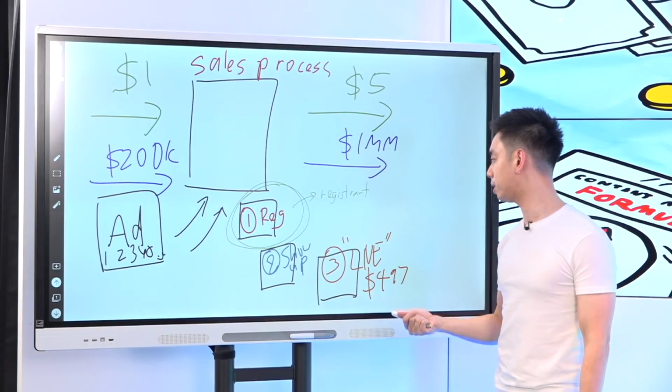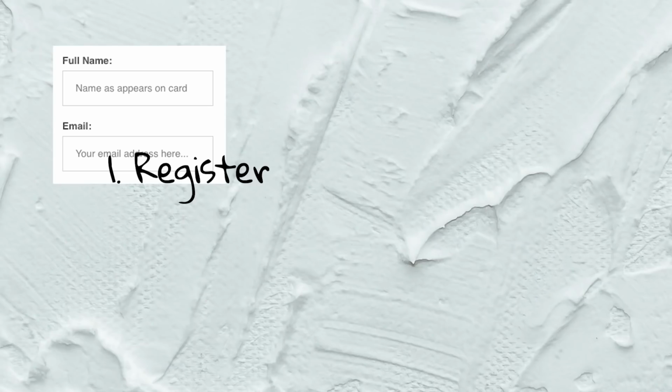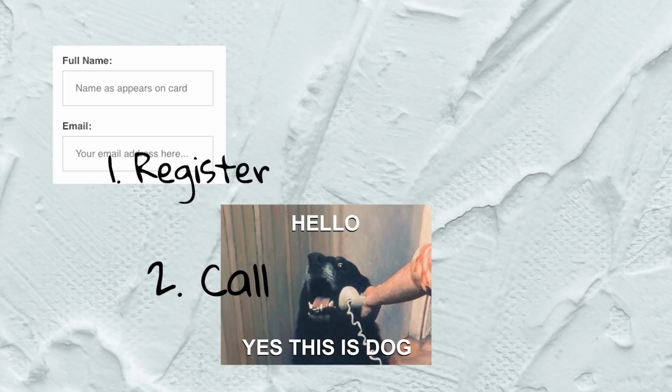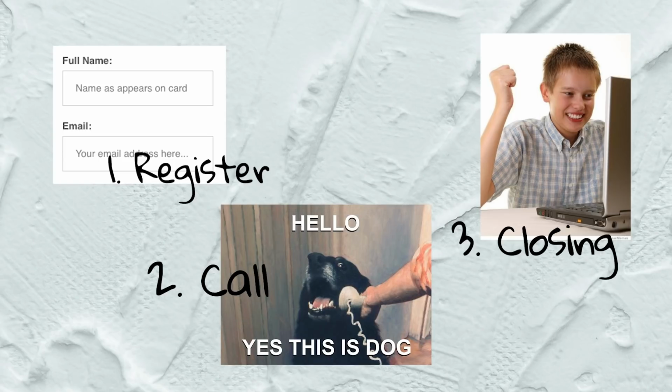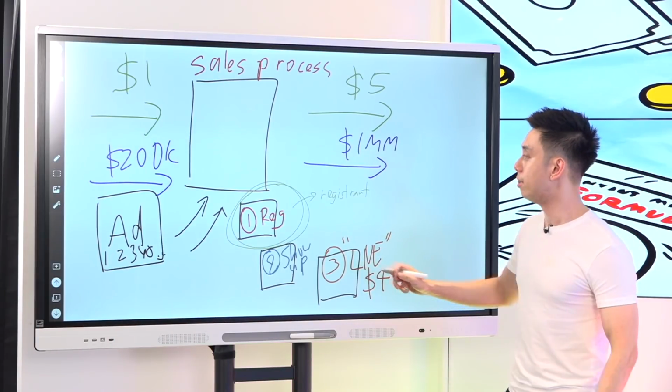Is your sales process getting somebody to register for a strategy session and then they show up on a phone call and then you close them over the phone for $1,000, $5,000, $10,000, if it's a service, it's an agency thing, $30,000, whatever it might be, right? That would be a sales process.